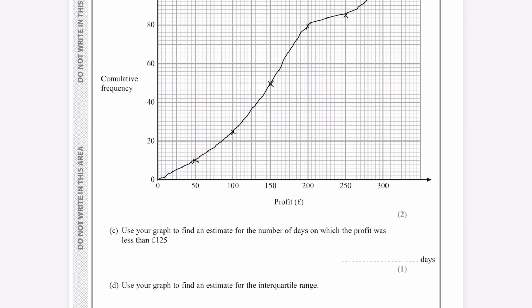So each of these little squares goes up in 5. So 125 is going to be, that's 110, that's 120, that's 125 right there. So that's 125. So we're going to draw a line up from there. Touch the graph, draw a line across. So in my case, that value is 32, 33, 34, 35, 36. 36. Now the mark scheme accepts anything in the range of 35 to 39.